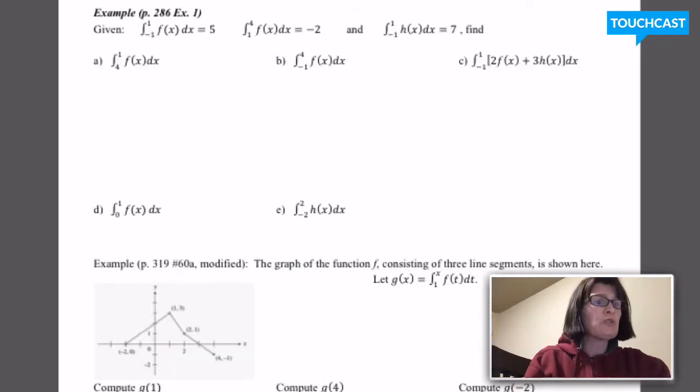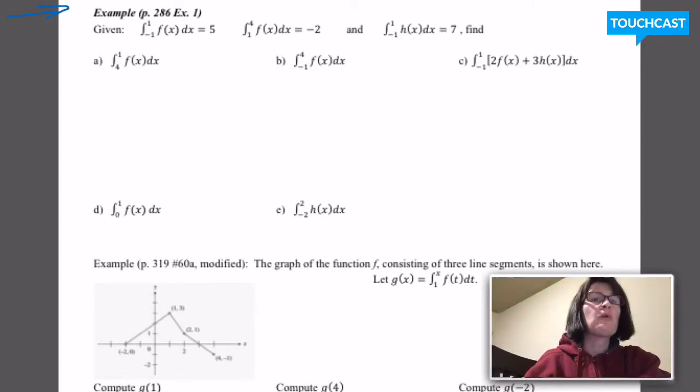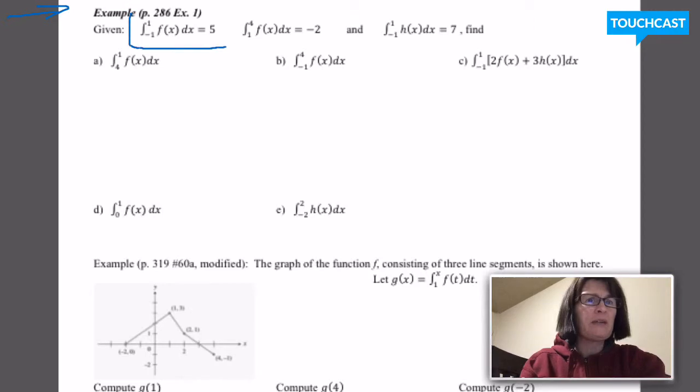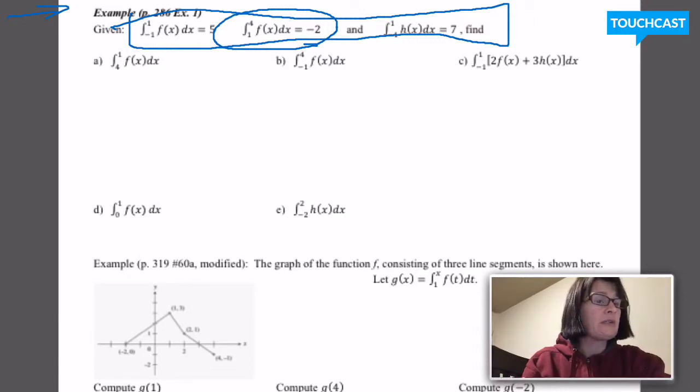So let's try out our new rules. We're going to simplify some of these definite integrals using the information we've been given here and the properties we just learned about. So letter A, if I want to find the integral from 4 to 1 of f of x, that means the area under the f curve from 4 to 1. Notice here, nobody told me up here the integral from 4 to 1 of f. But I have been told the integral from 1 to 4 of f.